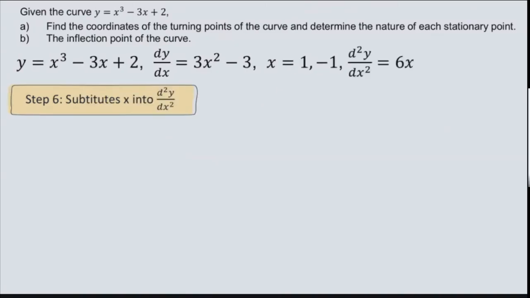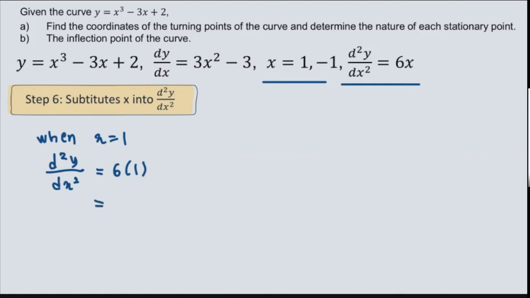So for the next step, we need to substitute the x into the second derivative. So our x is 1 and negative 1. So when x equal to 1, we got second derivative 6. Okay. When x equal to negative 1, negative 6.